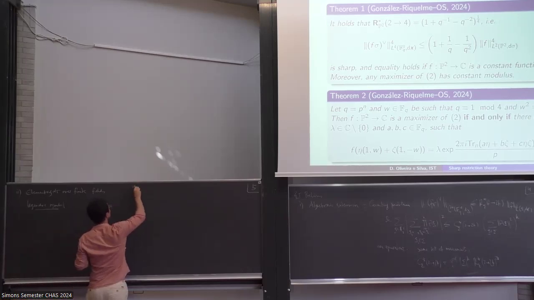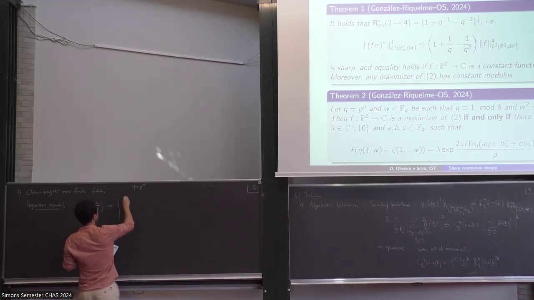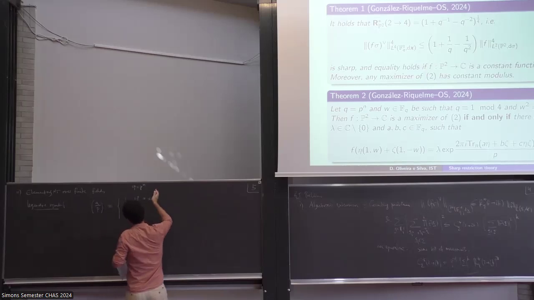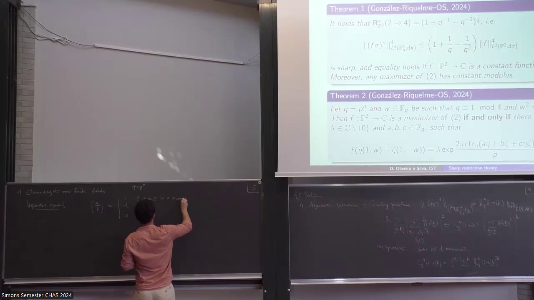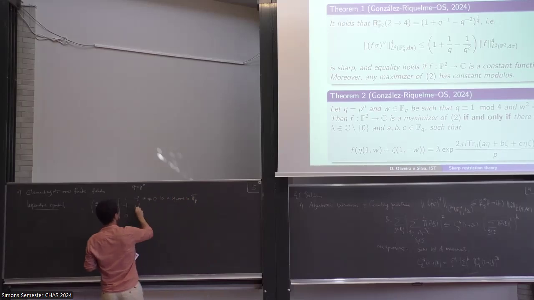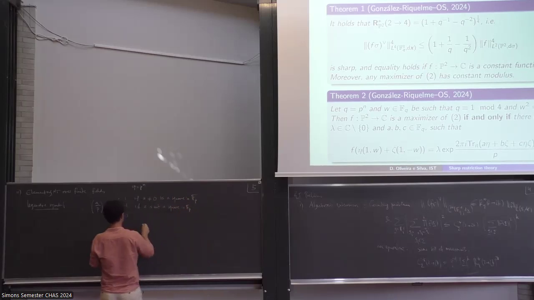If we call q equal to p to the n, p an odd prime and n an integer, then the Legendre symbol of a takes three values. It's either 1, -1, or 0. It's 1 if a is a square, but not 0. I mean, 0 is always a square, but for 0 we reserve 0. So it's 1 if a is a square in F_q, -1 if a is not a square, and 0 if a is 0.